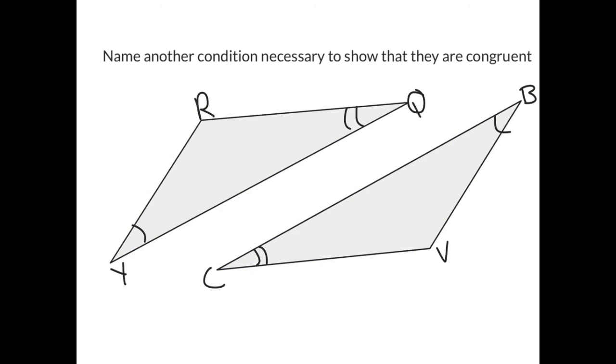Last set of triangles here. In these triangles, the only pieces that are marked congruent are two different angles. So let's see what we can come up with, which information we would need to actually prove those triangles congruent. Okay, so let's take a look at the angle, side, angle option. That side needs to be included. So based on where the congruent angles are located, my only choice is for YQ to be congruent to BC.